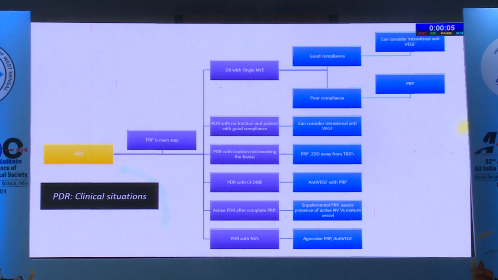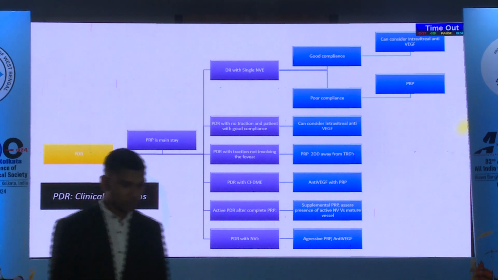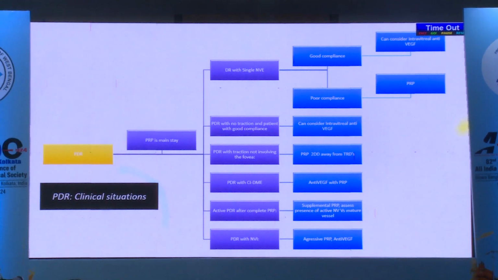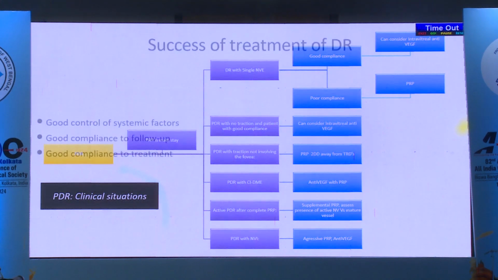Mature vessels, you can wait. If it is immature vessel, you go ahead doing a supplemental PRP. And if there is PDR with NVI, you need to really be very aggressive. Don't wait for a PRP response of 3 months. Call again after 2 weeks. You want to do a more aggressive PRP as compared to a normal PDR.